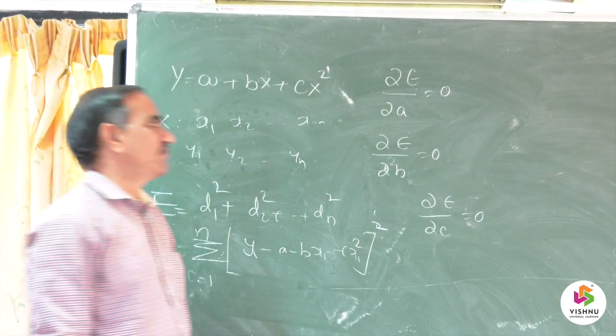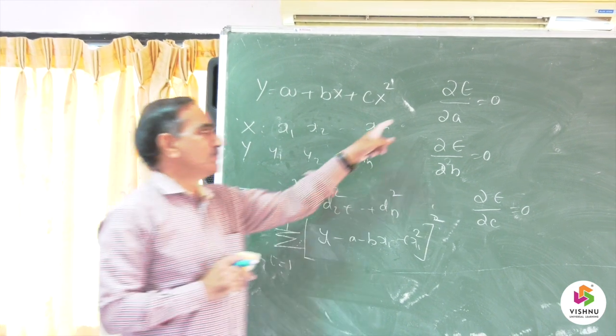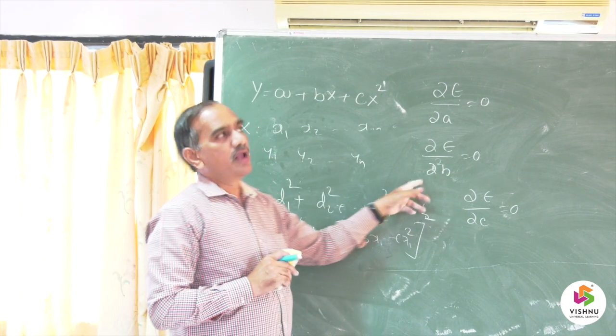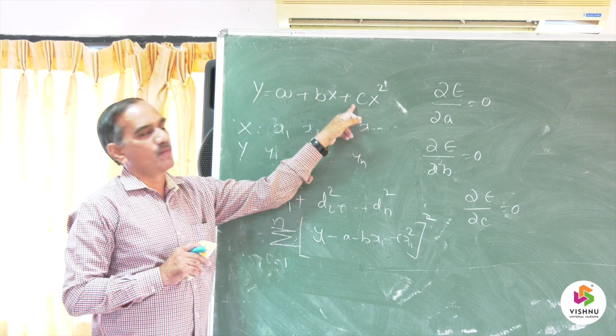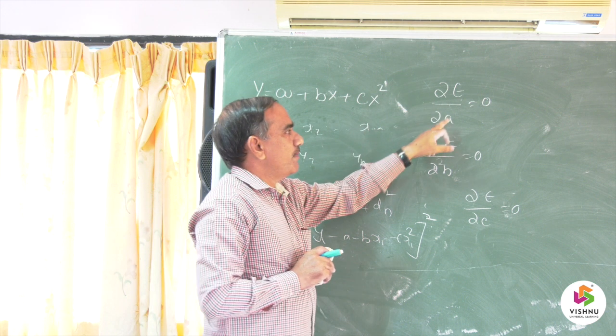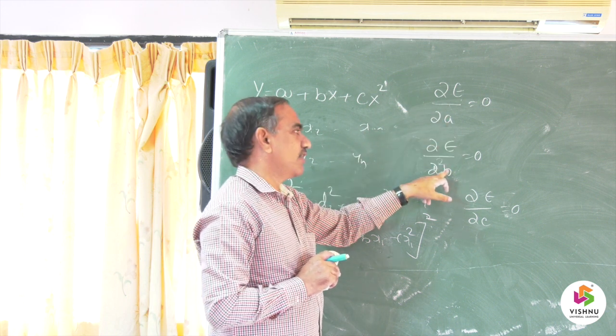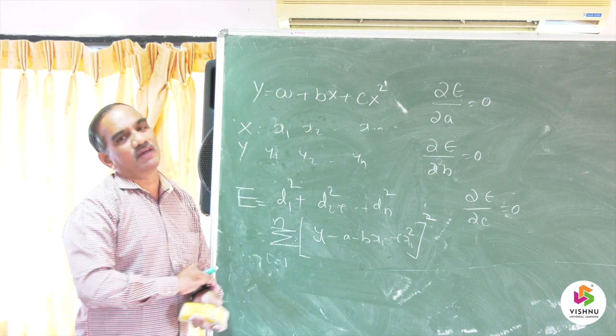In the last class, fitting of a straight line, we needed two parameters only, so only two partial differentiations were required. Now the required equation is a second order parabola. So it has 3 parameters, so you want 3 best values. So e should be minimized for a value of a, for the value of b and for the value of c. So we need 3 differentiations.